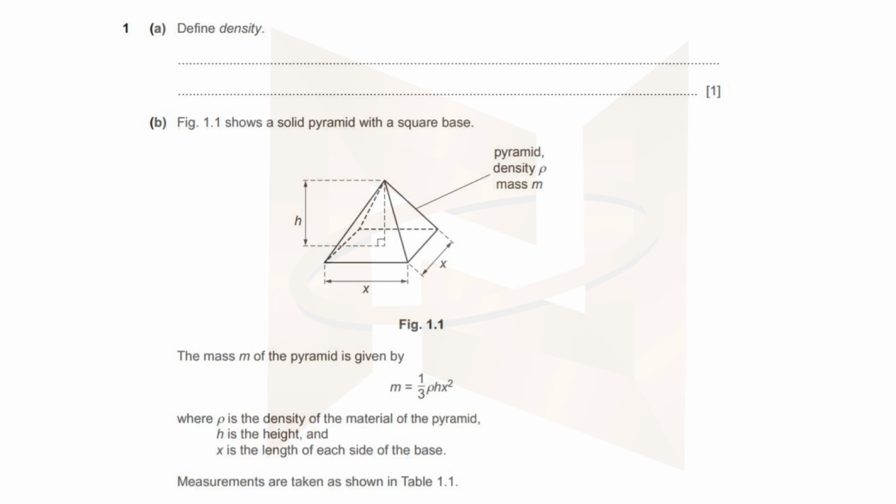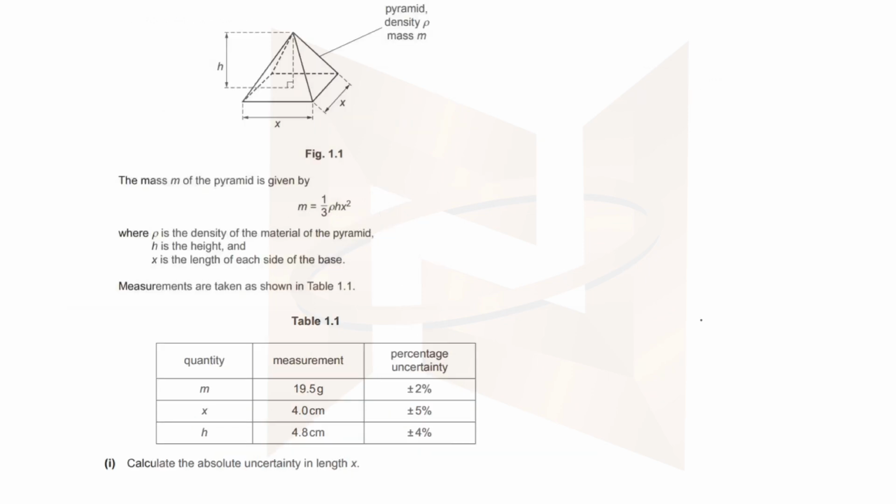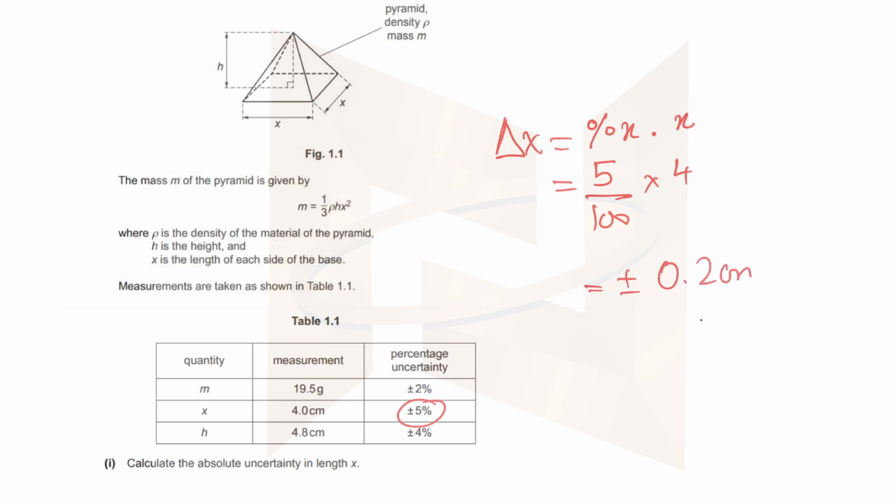Define density. Density is mass per unit volume. The question asks you to calculate the absolute uncertainty in X. Now the absolute uncertainty in X, which is delta X, should be equal to percentage error in X times the actual value. So the percentage error in X is 5%. So 5% of the actual value, which is 4, and the answer that you get is plus minus 0.2 centimeters. That is the absolute uncertainty in X.